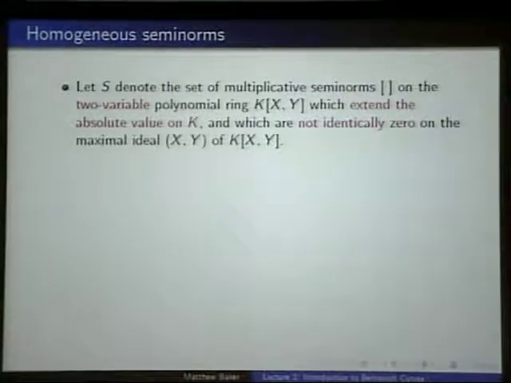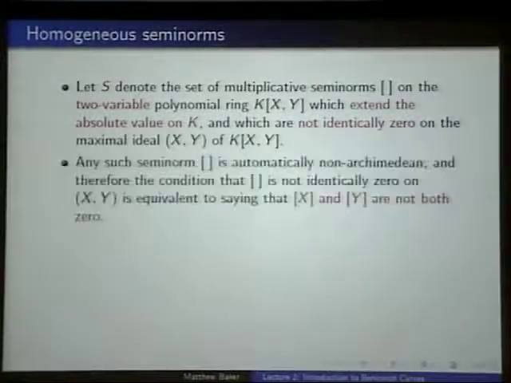So let S be the set of multiplicative seminorms on the two-variable polynomial ring k[x,y], which extend the absolute value on k, and which are not identically 0 on the maximal ideal. This is sort of like when you have to consider the irrelevant ideal in algebraic geometry as some special ideal. It's quite analogous. And these seminorms are automatically non-Archimedean, since the absolute value on k is non-Archimedean.